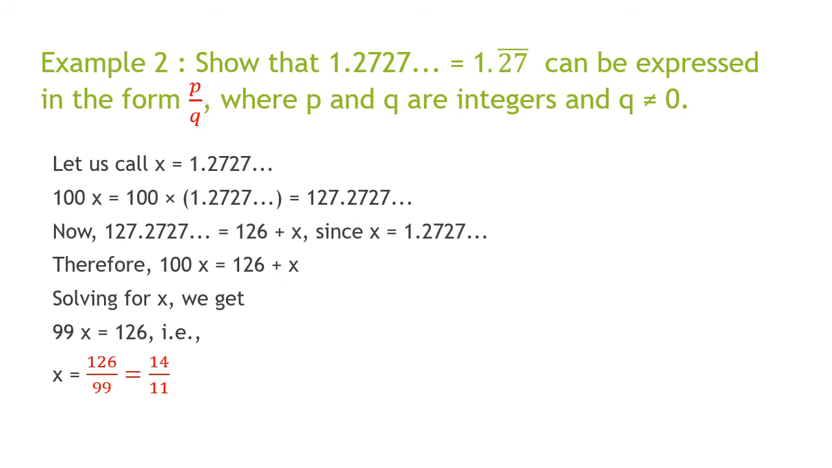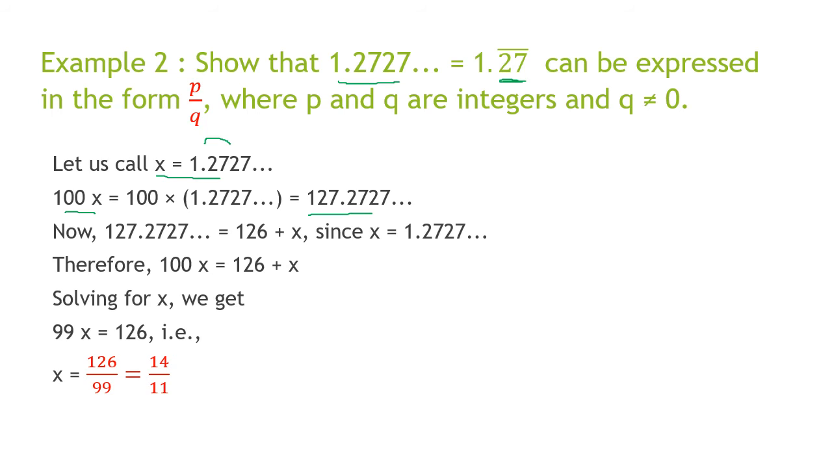The next sum, one more. Now we have got 1.2727. So after the decimal point, the 27 is recurring. So again the same method, x equal to 1.2727. Now 2 digits are repeating, so we multiply by 100. And when you multiply by 100, you shift 2 decimal points. So when you shift 2 decimal points, it becomes 127.2727 and so on.